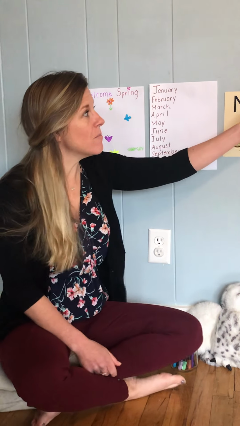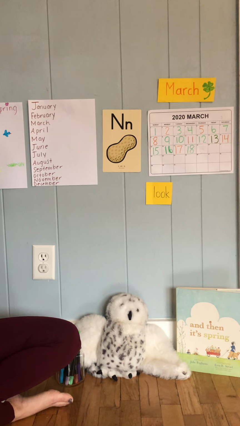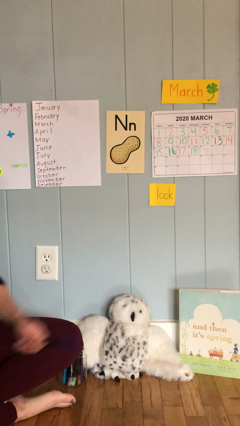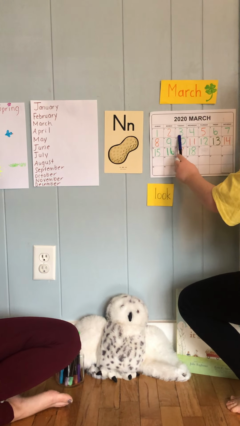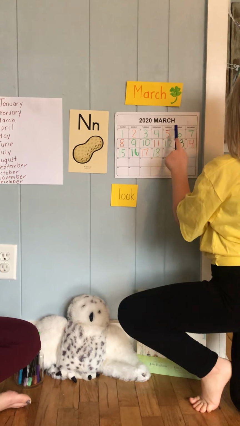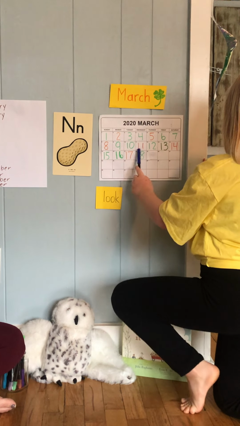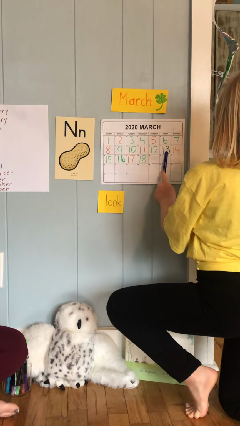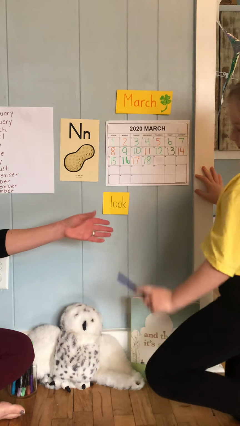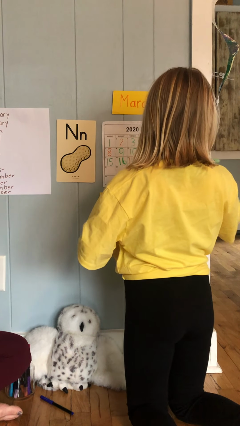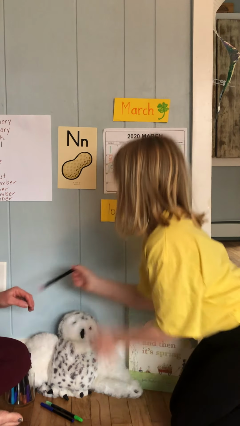So we're in the month of March, and our calendar is getting pretty filled up. So let's see if we can count how many days we've had so far in March. 1, 2, 3, 4, 5, 6, 7, 8, 9, 10, 11, 12, 13, 14, 15, 16, 17, 18. What's today, Paige? The 19th. So it's a 1 and a 9 for 19.